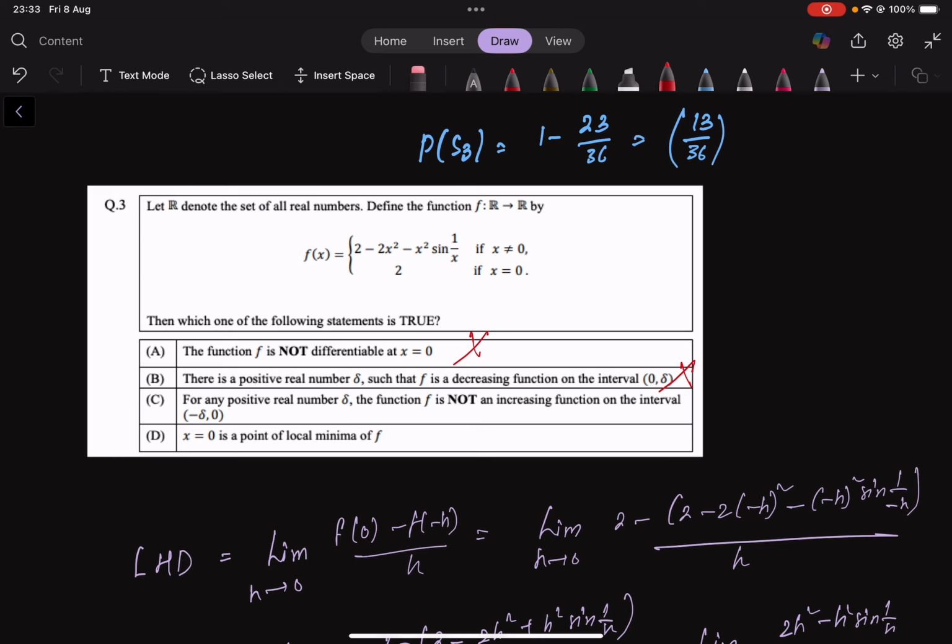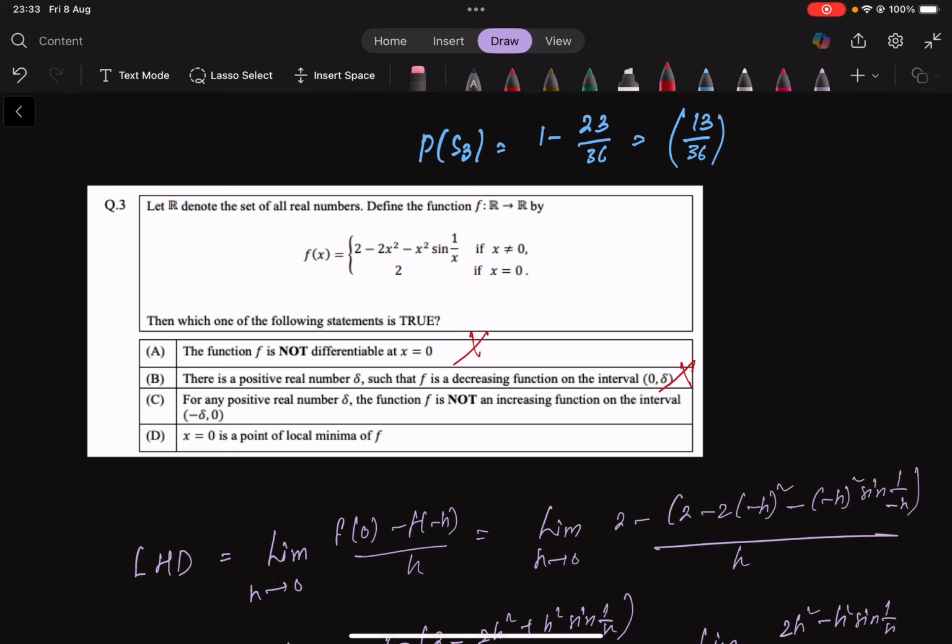The derivative is not negative in the interval 0 to delta. So we can't really say whether that function is either decreasing or increasing for sure, because we don't know the value, whether it is negative or whether it is positive. We are not sure about the sign of the derivative in that range. So that's why we can definitely say that f is not necessarily a decreasing function in this interval, so we're eliminating option B.